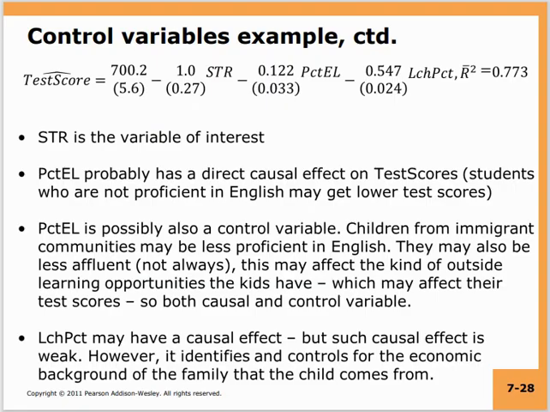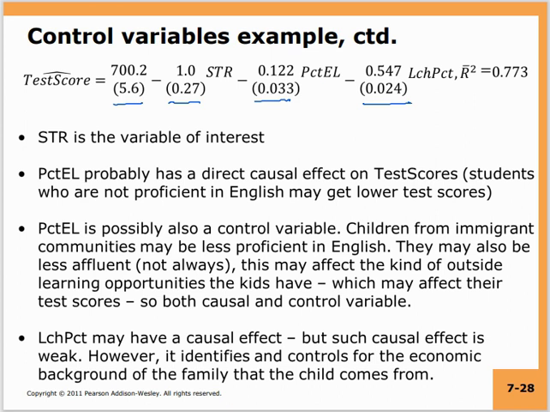So this is our original model. We have already fit this model, and we have got these values for beta 0 hat, beta 1 hat, beta 2 hat, and beta 3 hat, and the values within the brackets are the standard errors associated with each of those parameters. STR is the variable of interest.